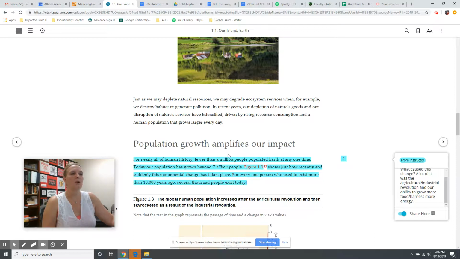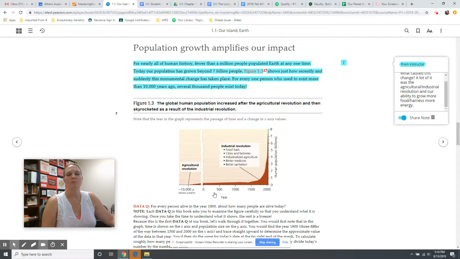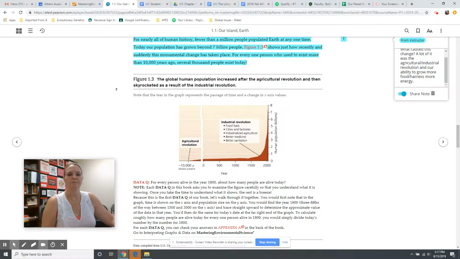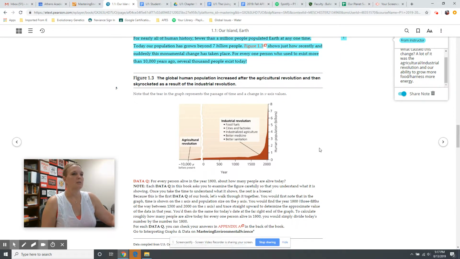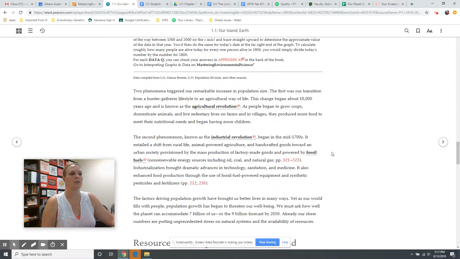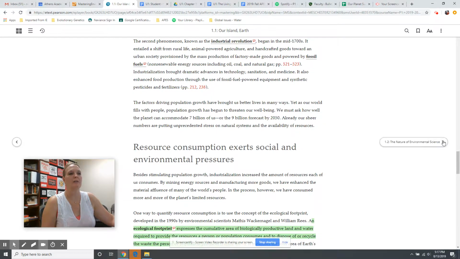For most of the time that man has been on the planet, there were less than 1 million people, and then we went to 7 billion people in the course of 200 years. That is really exponential growth, which is what this particular graph and data set is showing you. You can see the agricultural revolution here and then the industrial revolution in the early 1800s, and there we go. We're up to almost 8 billion people. All right, it talks to you some about both of those, so read through that.